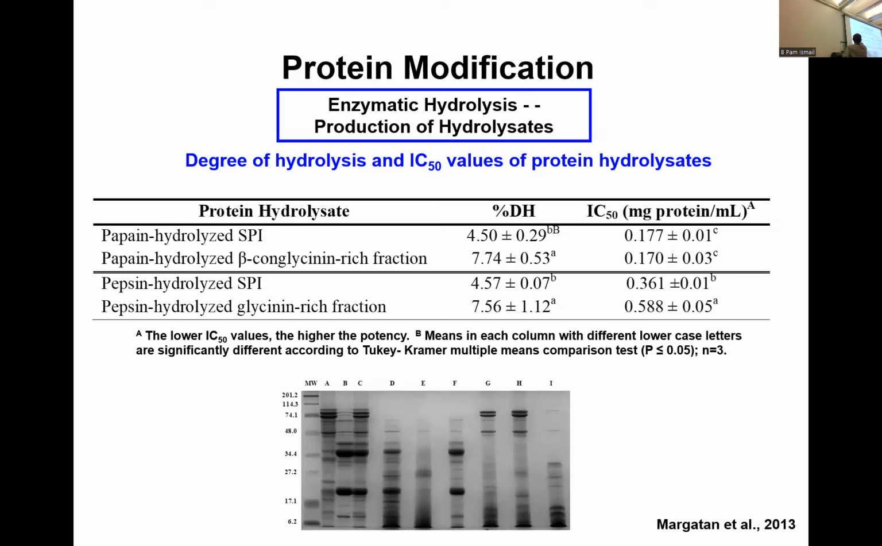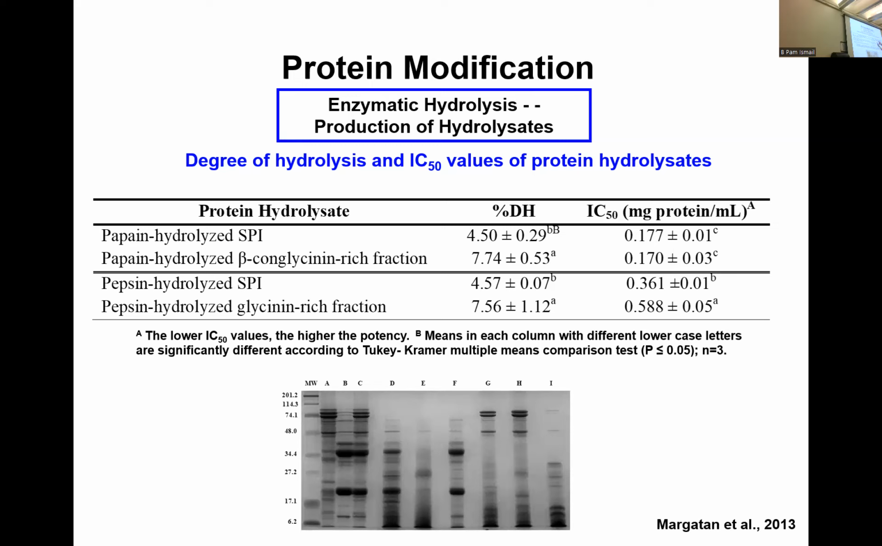And then we hydrolyzed both the SPI and the fraction with papain, and the SPI and the fraction with pepsin. And we tried to target a similar degree of hydrolysis. So with the two enzymes, we achieved similar degree of hydrolysis for the papain and similar degree of hydrolysis for the pepsin. Of course, it took a lot of work to get to there, so that's not the whole story.